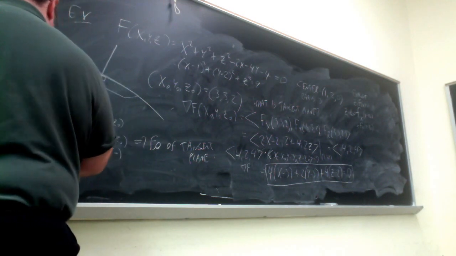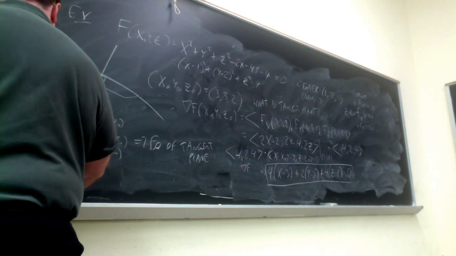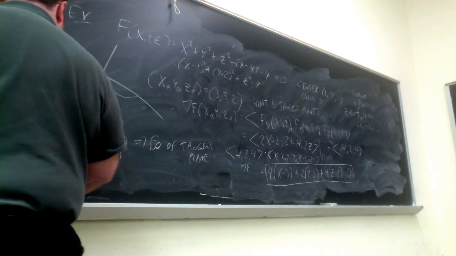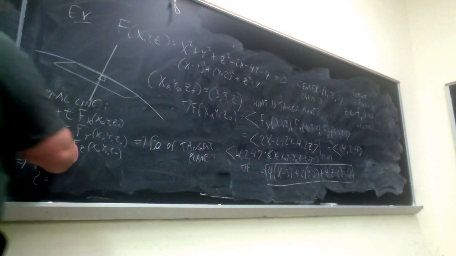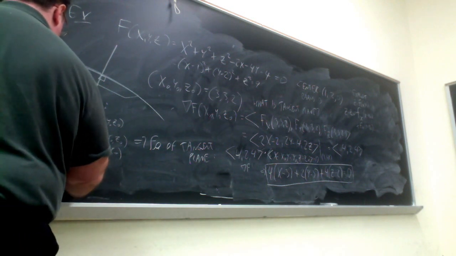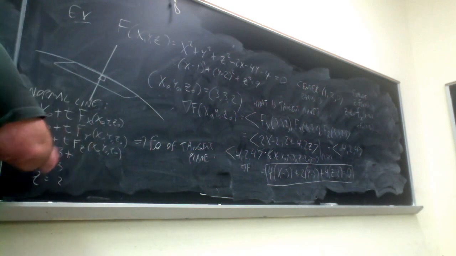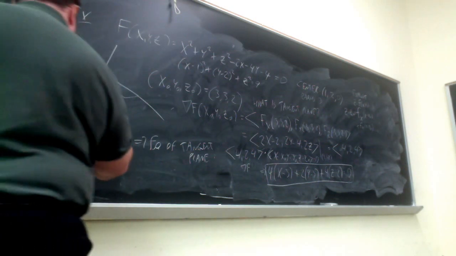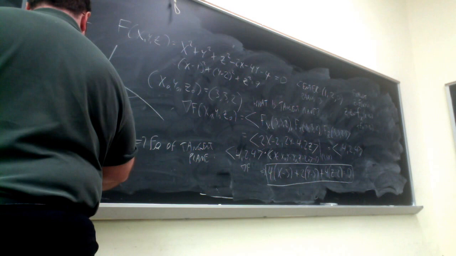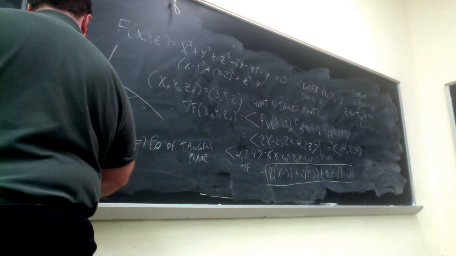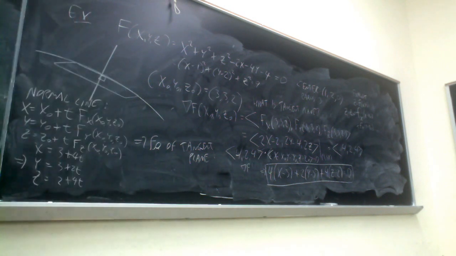So in this example, we have x, y, z on the left side. On the right side, just fill in your point of tangency, 3, 3, 2. And then the coefficients of t you get from your gradient. So we'd have 4t, 2t, 4t in this case. So everything you need to get the tangent plane also gives you the parametric equations of the normal line.